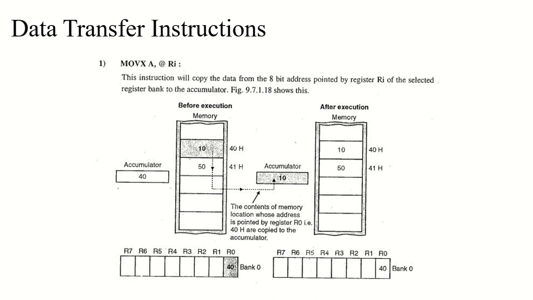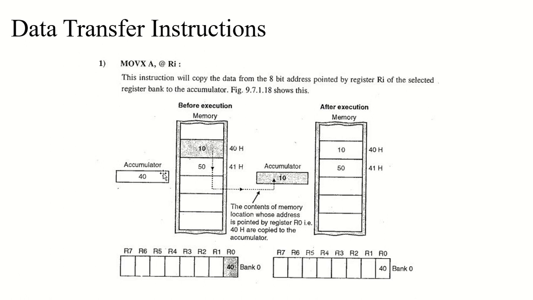Now let's see the instruction in detail. The instruction will copy the data from the 8-bit address pointed to by register Ri of the selected register bank to the accumulator. So what does the register point to here? See, 40. So what will it do? It will copy the content in the 40. What is the content in the 40?